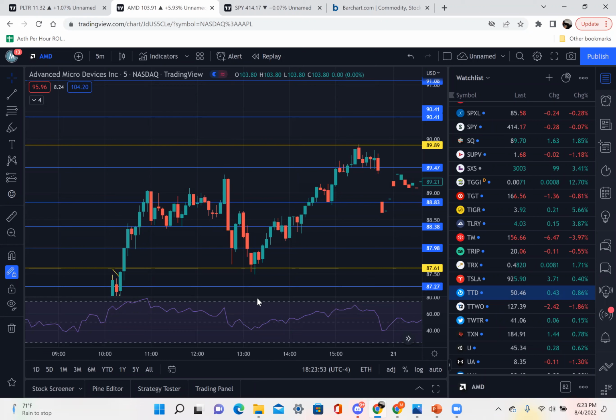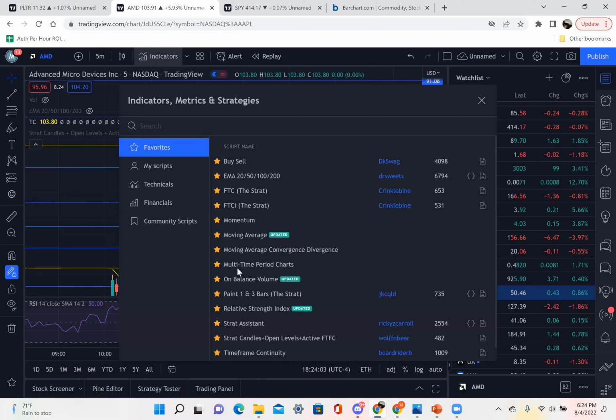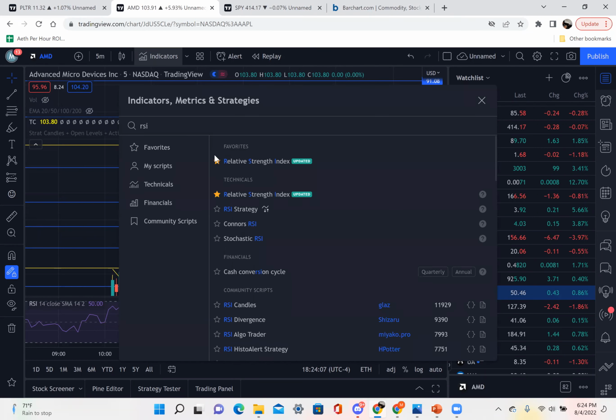Which RSI indicator? Oh, that's what a homie wanted to see. Which RSI indicator do you use on TradingView? The regular RSI, regular relative strength index. This one right here. You just type in RSI. It should be the first one that populates right here.